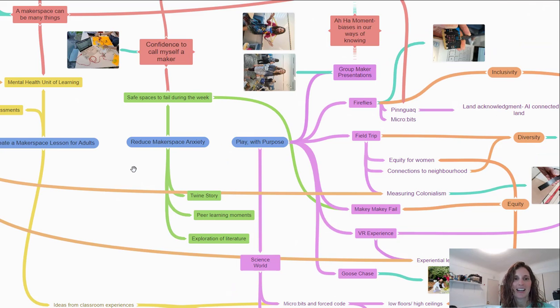And finally, and really importantly to me, was to reduce makerspace anxiety. To me, this is the anxiety that is felt by people who don't normally work with STEAM subjects, who may not have as much exposure to technology. I myself have had an experience with a Makey Makey, which I really reflected on. I really felt this week that there are lots of safe spaces to fail and to try again. I had a really supportive group. There were lots of moments for peer learning.